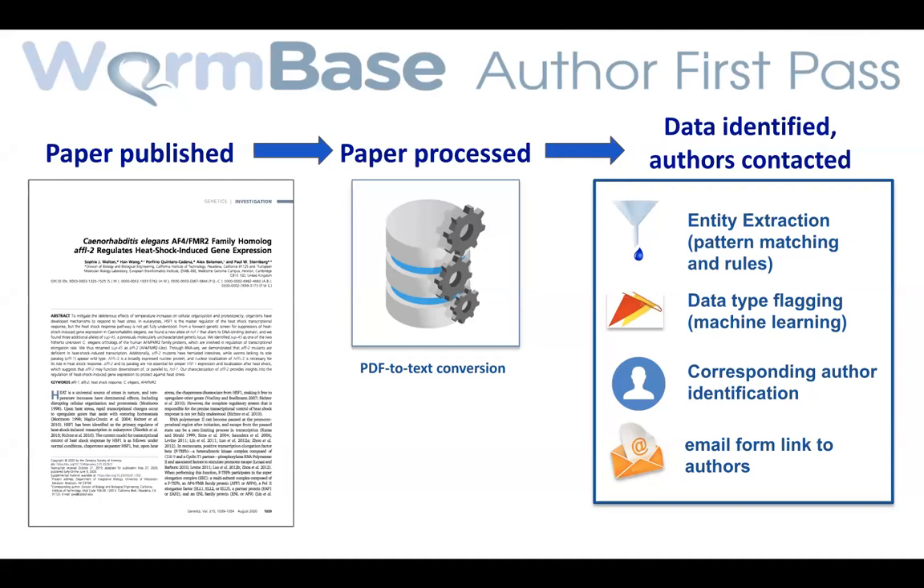That process also identifies the corresponding author in the paper. We'll match that to an email address that we can extract. And then we will actually email that address with a link to the form to fill out our Author First Pass information.